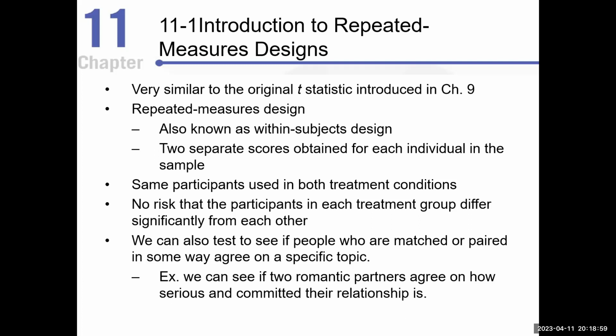You can also use romantic partners, right? We know that they are compatible in some way, and so you use those romantic partners to agree or disagree on how serious and committed their relationship is. So you're going to look at that difference between the male and the female in a heterosexual relationship, or in a homosexual relationship, male and male, female and female, to see if there's any agreement on how serious and committed they are to their relationship. Okay, but again, since they're romantic partners, they have some similarities in their preferences.